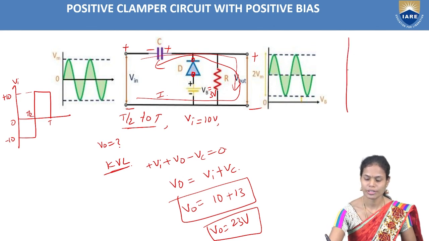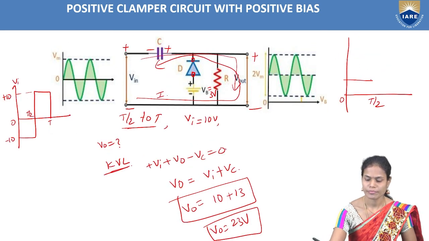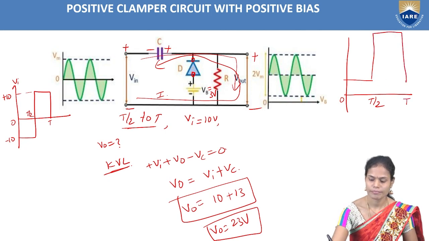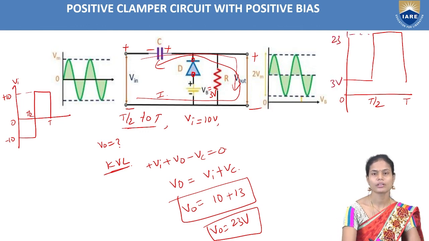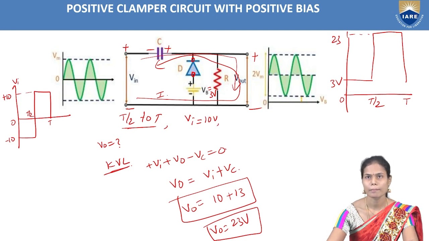So if you draw the output waveform, we will get it as from 0 to T by 2, it is 3 volts. And from T by 2 to T, it is 23 volts. If you see the total input and output voltages, input voltage is 20 volts and the output voltage is also 20 volts. So there is no degradation across the output waveform. So this is the operation of the positive clamper circuit with positive bias.